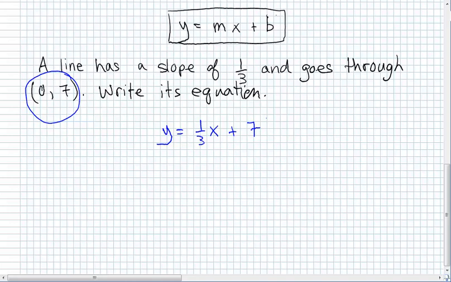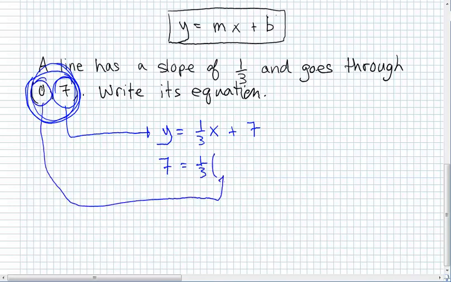What I want to show you, though, is that this ordered pair solves the equation. In other words, you can plug in those values of x and y, and it makes the equation true. So if I make 7 equal to y right there, I go 7 is equal to 1/3 times, I'm going to take my 0, plug that in instead of writing the x, and plus 7. Okay? And what you notice is you get 7 equals 7. That's a true statement. That means that ordered pair solves the equation. And that holds true for any point on a line.